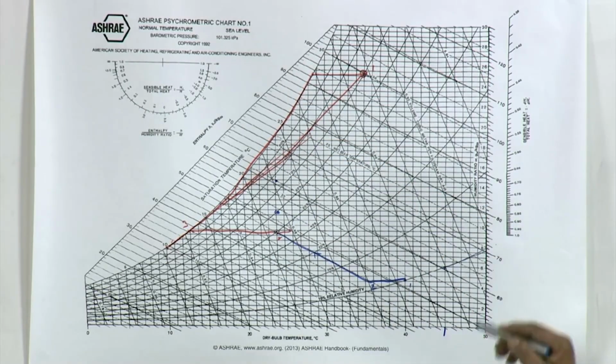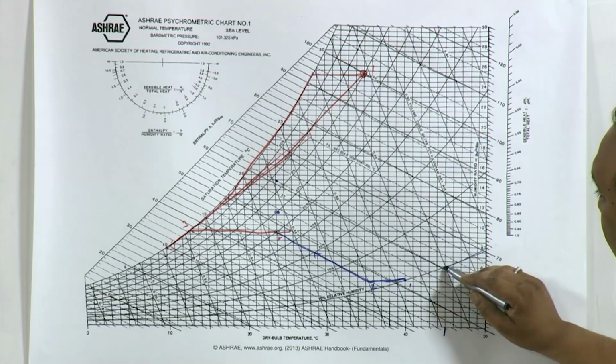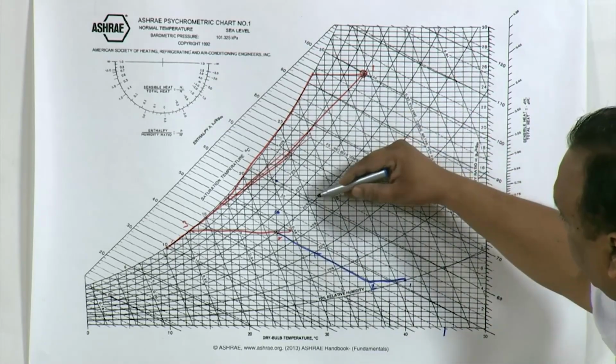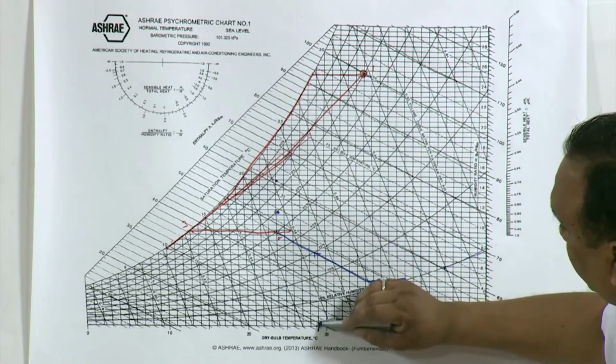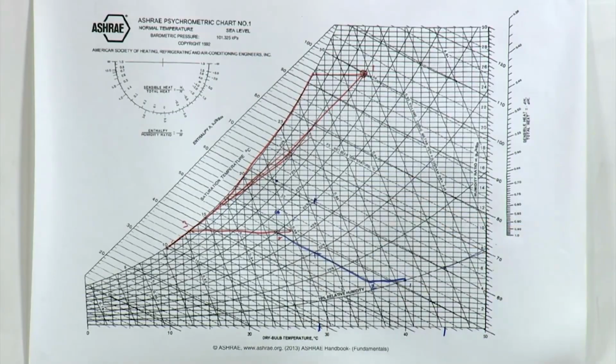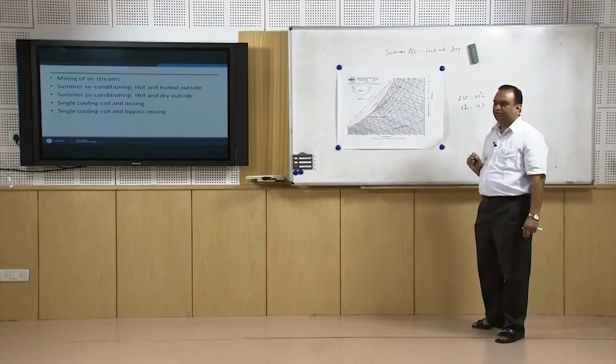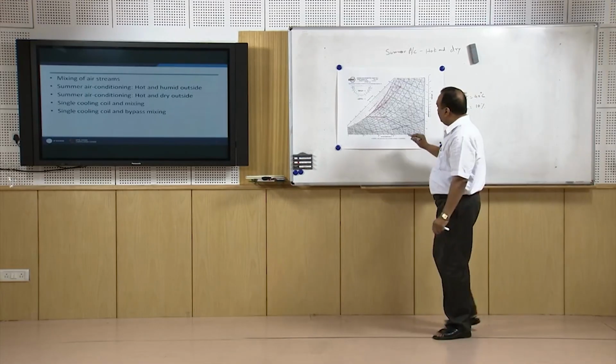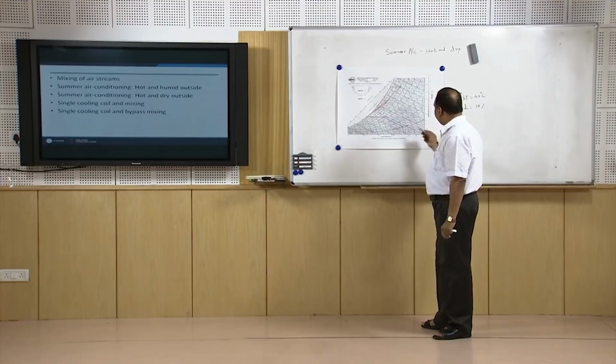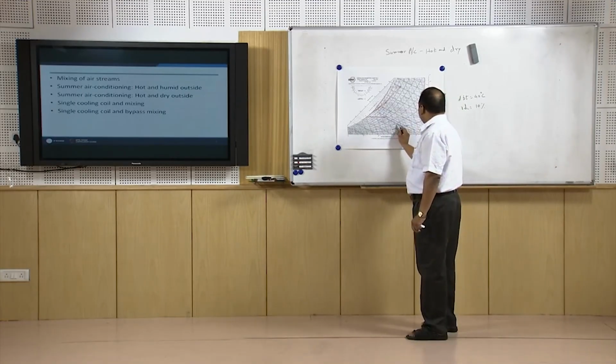That may not be acceptable. Or if I want to maintain the humidity, in that case the dry bulb temperature will be around 29 degrees centigrade. 29 degrees centigrade temperature shall not provide the required comfort. So, in this case also sensible cooling shall be done up to this point.